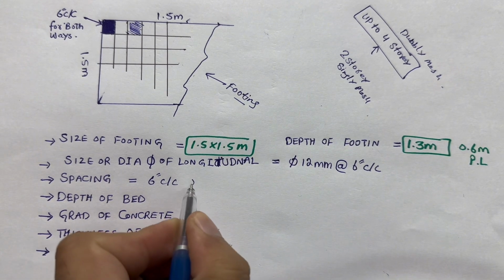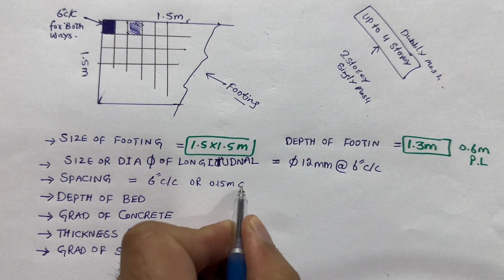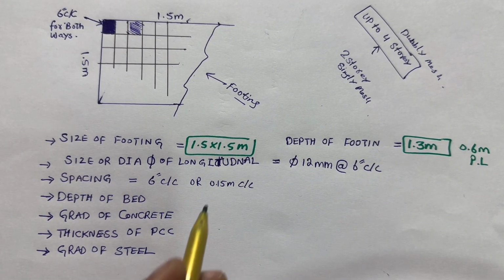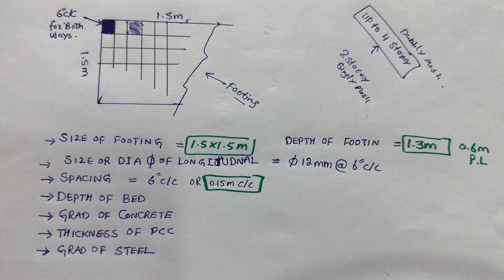The next one, guys, you can see clearly the spacing as we discussed before, 6 inches center to center, or you can say 0.15 meter center to center. This is the other point, or you can say 15 centimeter, which is equal to 6 inches. Next, depth of the bed. What is depth of the bed?